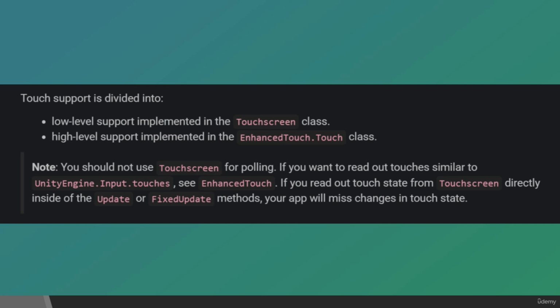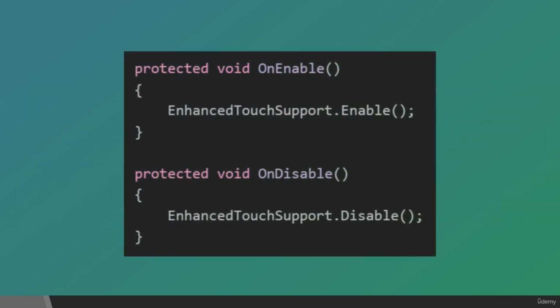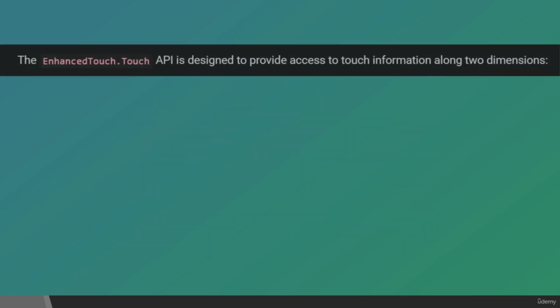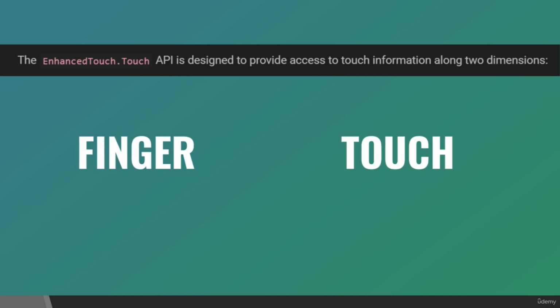Once you know the syntax and theory behind it, touch control becomes really easy. Okay, first we need to enable enhanced touch. Usually we do it in the onEnable function. Also, we need to disable it in the onDisable function. It's pretty simple syntax. Then the enhanced touch provides access to information along two dimensions, by finger and by touch.